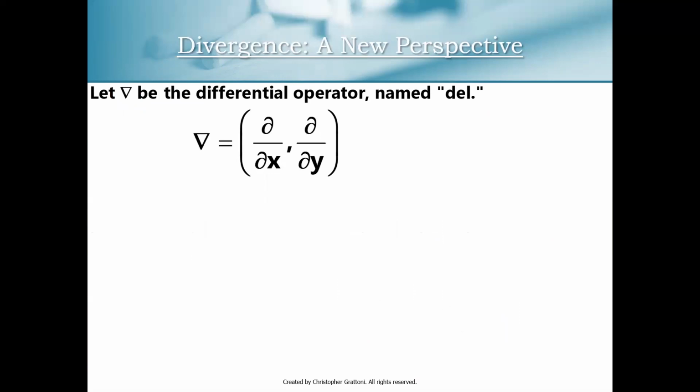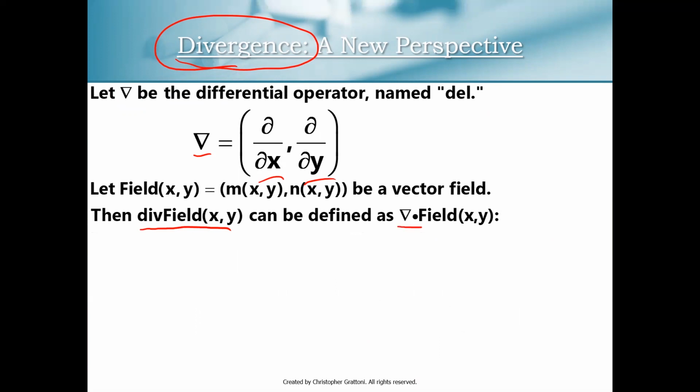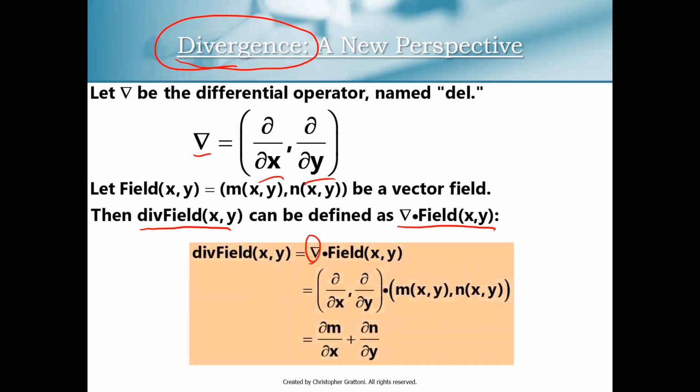Once we have that, we can start to think about divergence in terms of differential operators. So again, remember that del is equal to d dx comma d dy. And the divergence of a vector field can be defined as del dot our vector field. Watch. If we take del, which is a vector, and our vector field, which is a vector quantity as well, d dx comma d dy dot product with m comma n. Oh, well, we know how to take a dot product of two vectors. It's just going to be d dx times m, d dy times n, or dm dx plus dn dy. And there it is.